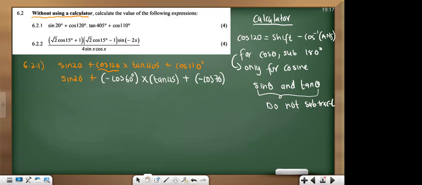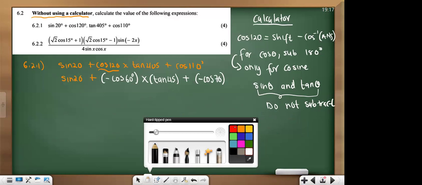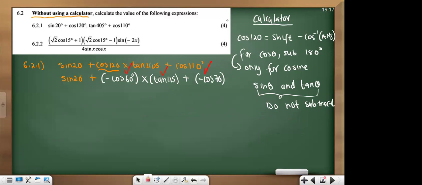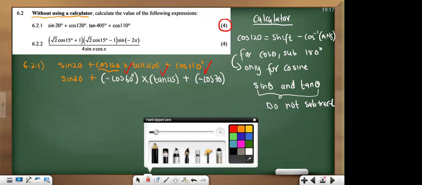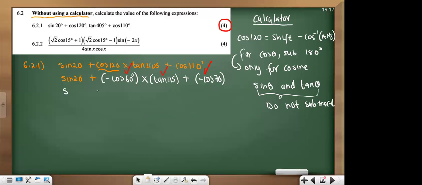Guys, are you aware how many marks you are sitting on? Let me show you. 1, 2, 3. You have 3 out of 4. You can say I don't need the last one, but I think they are hoping there should be at least 5. Let's see something here. I'm gonna say this is sin 20 plus cos of 60. That will give you negative 1 over 2 times tan 45. That will be 1. Okay, minus cos of 70.